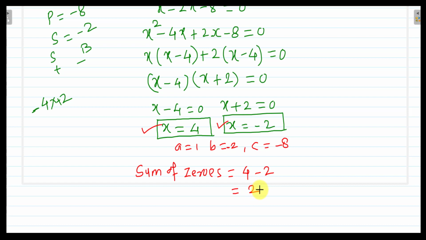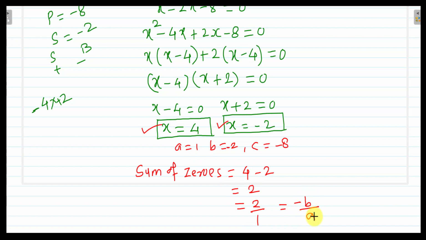4 minus 2 will be equal to 2, and this 2 can be written as 2 upon 1. 2 is what? It is b. Minus 2 is b. If it is multiplied by minus, it will become plus 2. So minus b will be plus 2, which is equal to minus b upon a, where a is 1. So this 1 can be replaced by a.